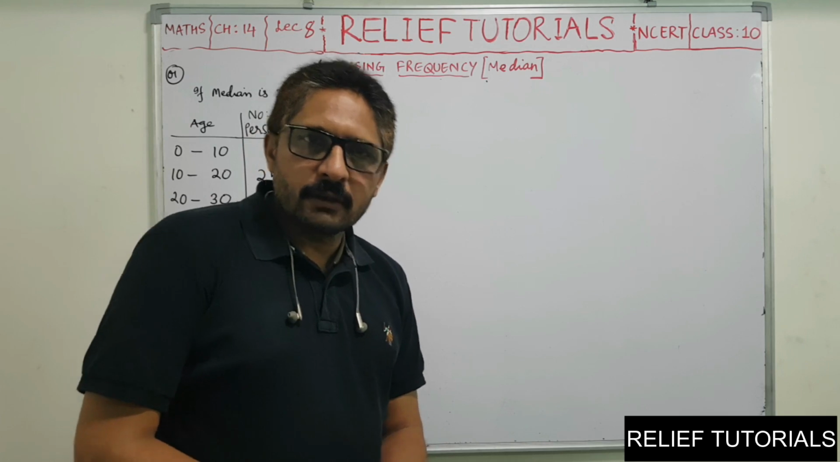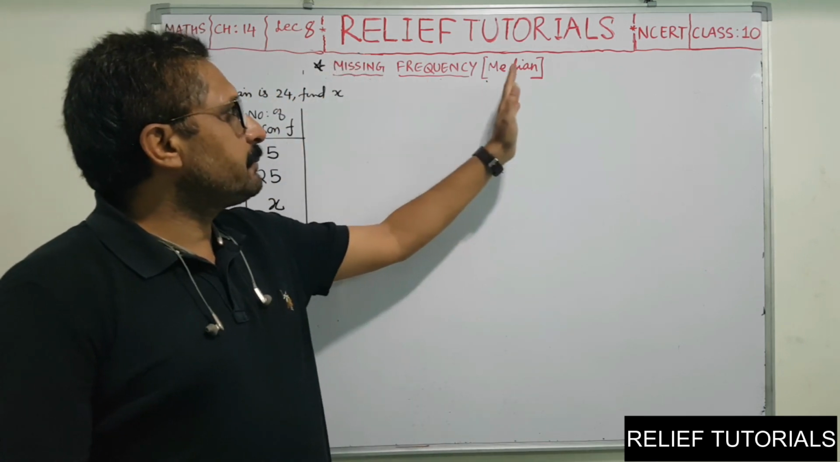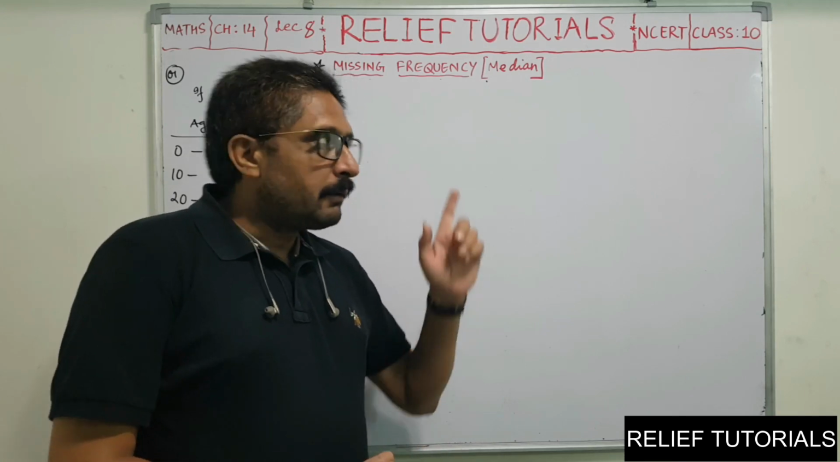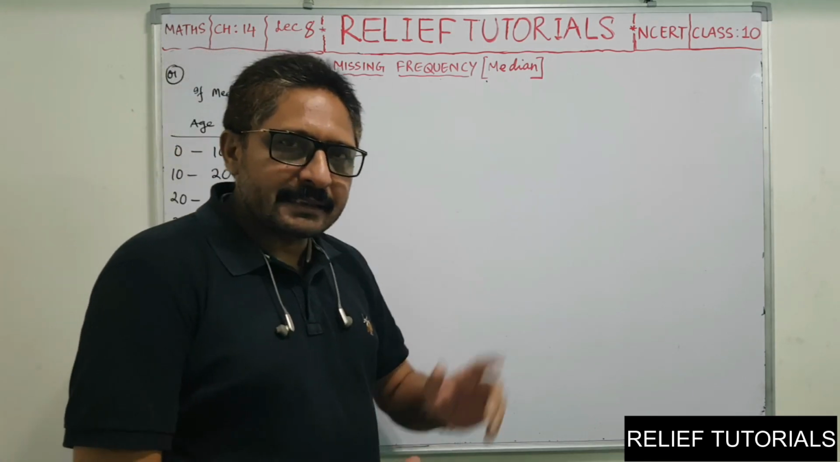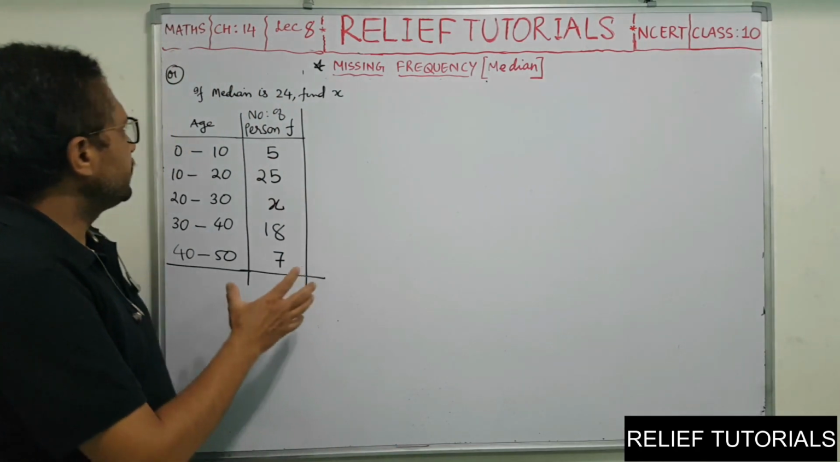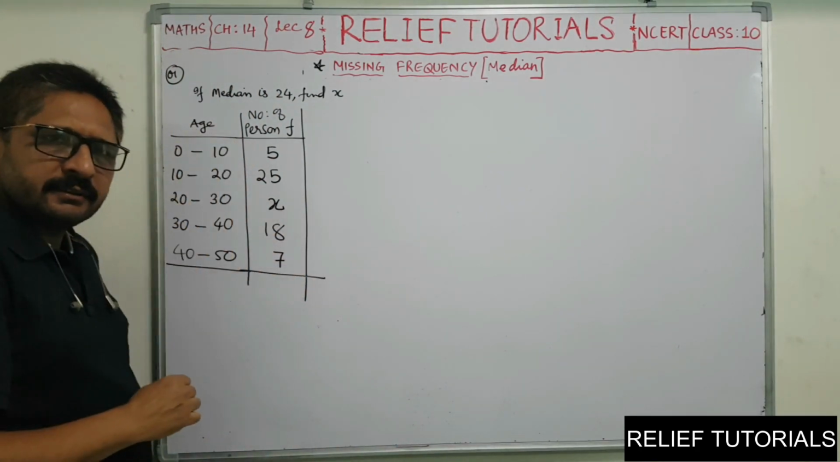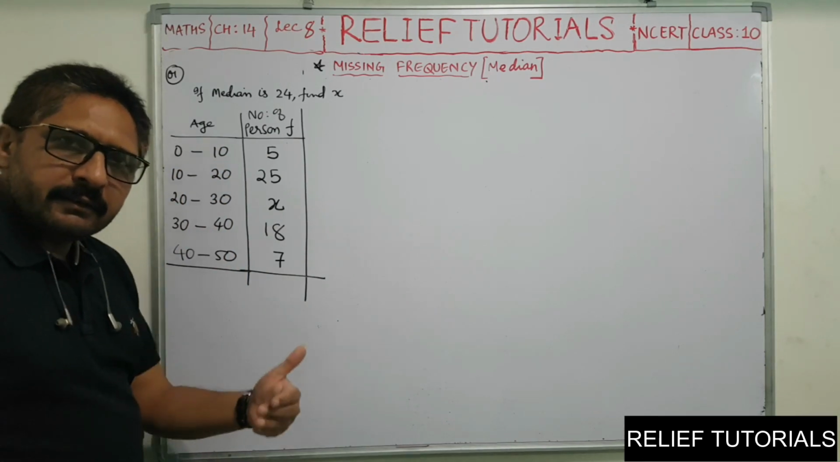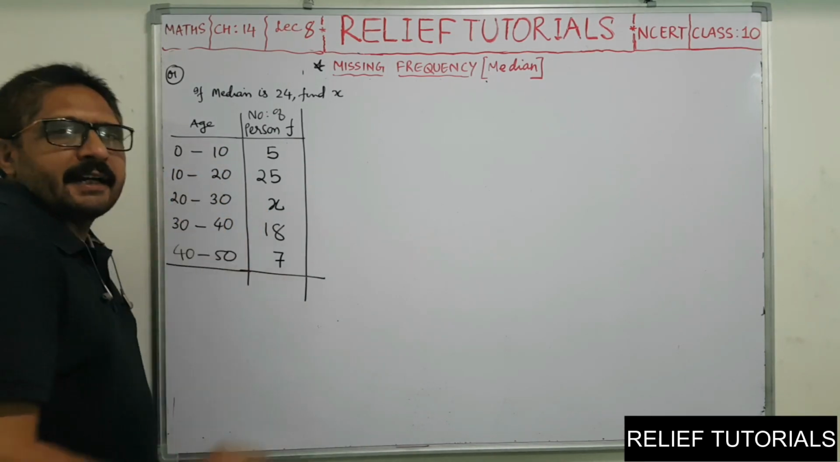Today we are going to learn about missing frequency when the median is given. Yesterday we found the missing frequency when the mean was given. So this is the data set. These are the ages and these are the number of persons. You have to find the missing frequency x.